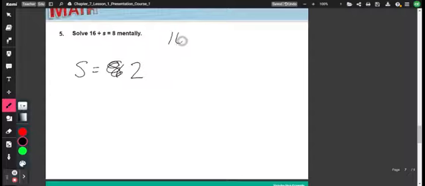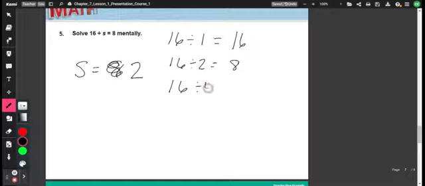If you're not sure, you can always guess and check. You could say 16 divided by 1 is going to be 16, and then 16 divided by 2 is going to be 8, and then 16 divided by 4 gives us 4. So if we're looking for our correct answer, it's going to be 2.